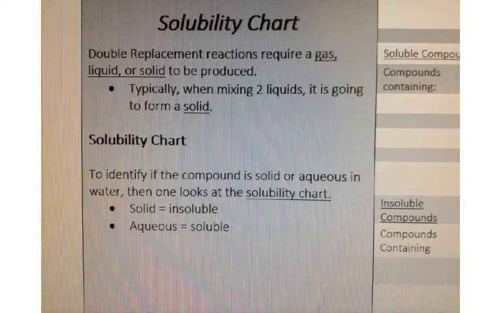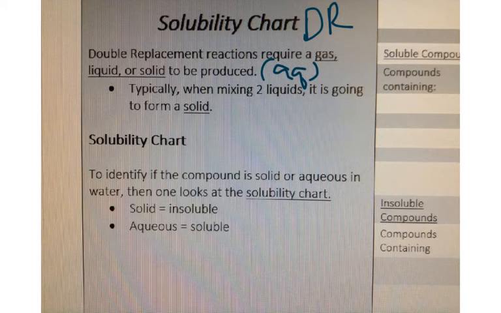All right, tonight what we're going to be talking about is solubility charts. And solubility charts come into play when you are dealing with double replacement reactions. The reason why is because double replacement reactions require you to form at least one gas, liquid, or solid as a product. So you might be asking yourself, well, what would another product be if it's not a solid, liquid, or gas? And that would be something that is aqueous. Okay, so you can't produce only aqueous products and a double replacement reaction actually occurred.